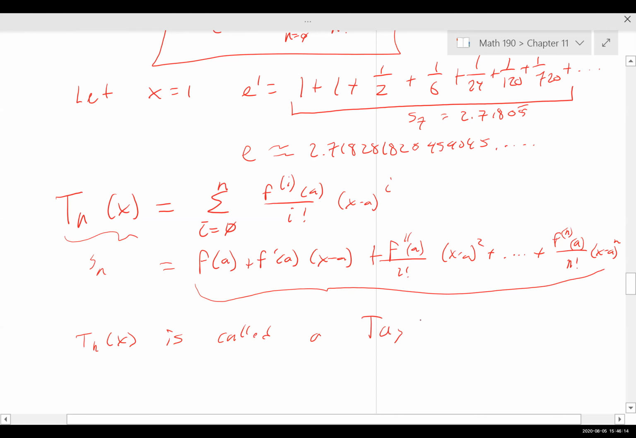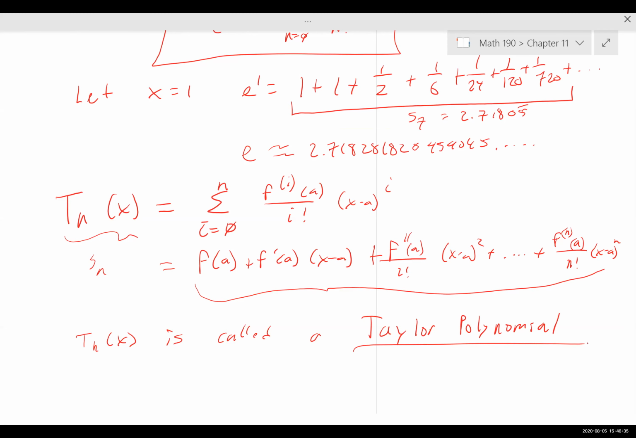Maclaurin has no polynomial because it's just a Taylor polynomial centered at 0. So Taylor is called a Taylor polynomial. Okay, it's a Taylor polynomial. Think of it as the nth partial sum of the series.